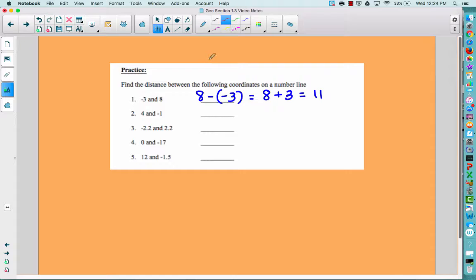All right, now I am going to draw that for you a little bit, just so you can see. If I'm at -3 here, I always relate it to 0, because it's really easy for me to see how far things are from 0. So I can see now that from -3 to 0 is 3 units, and from 0 to 8 is 8 units. I add them together, and that is a total of 11 units, okay?